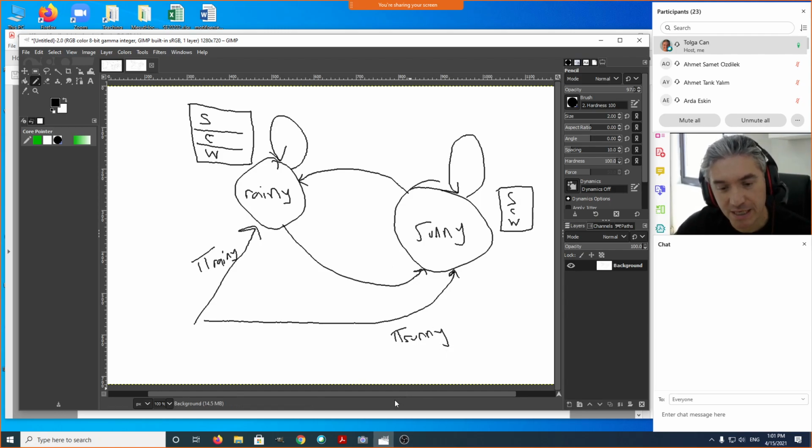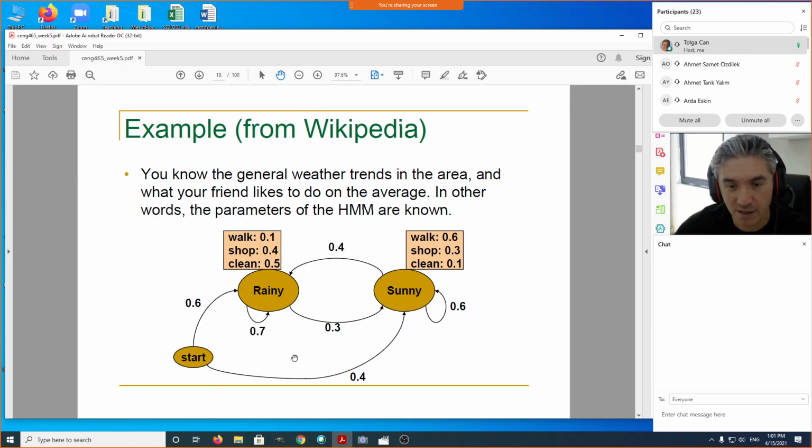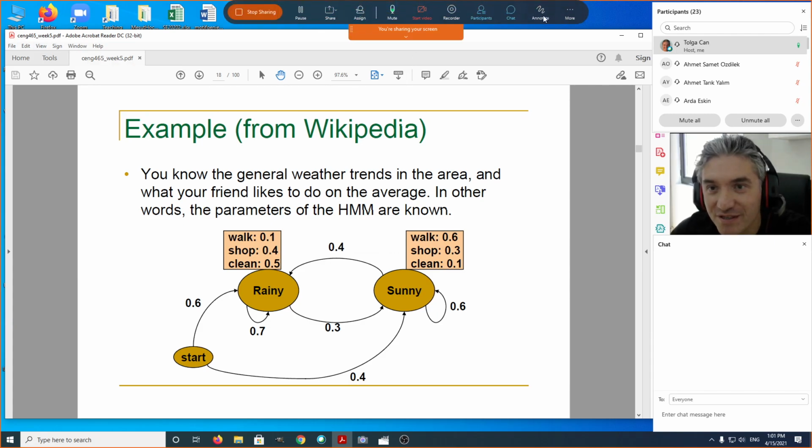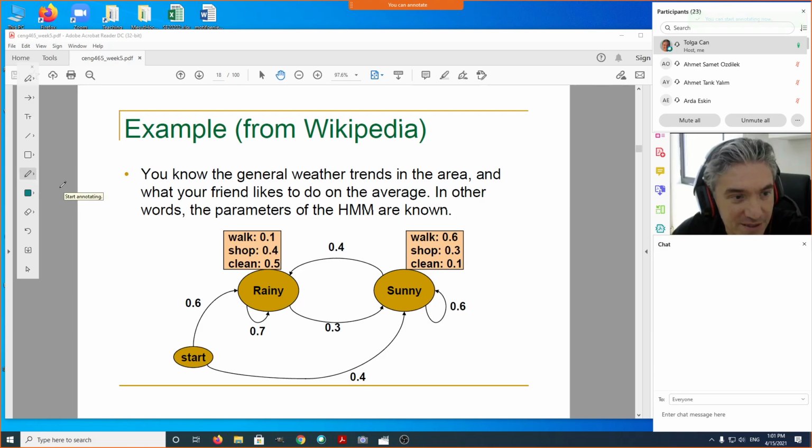If we're given the hidden Markov model, we should be given all of this. Actually, I tried to draw everything by hand, but there is also one already drawn on this slide. I'm going to get back to pencil mode. So this is how the hidden Markov model is going to be given to us with all those parameters. So if today is rainy, the probability of being rainy tomorrow is 0.7. And starting on a rainy day is 0.6, while starting on a sunny day is 0.4.